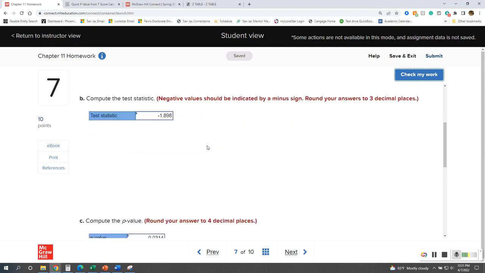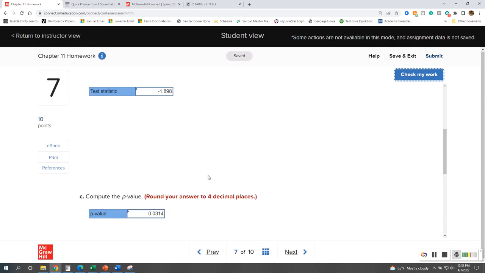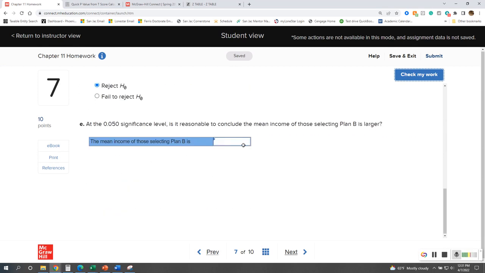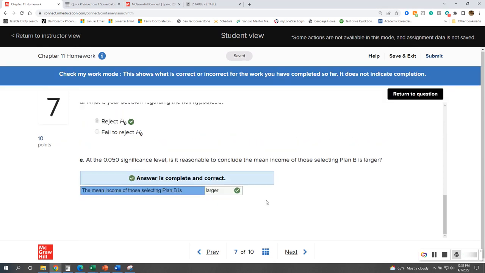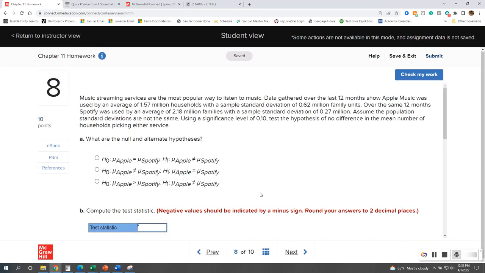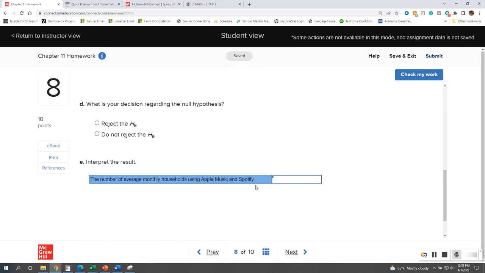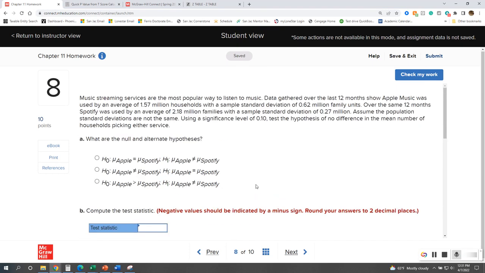So, since we're rejecting, which means we take the alternative, that does state that plan B is larger. Okay. That's question 7. Question 8. Looks like we got a 2 tail.